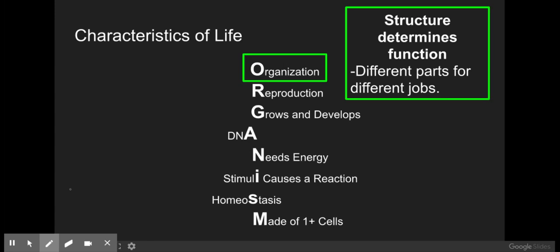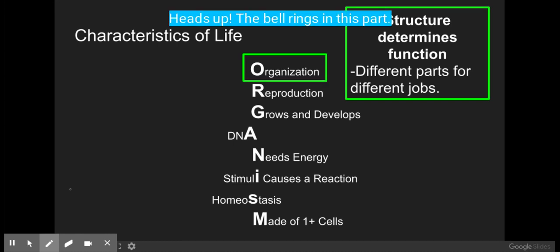So let's start with organization. With organization, we're looking at how the structure of that living thing determines its function. So every different part of your body does a different job. For example, your hand is structured completely differently than your foot or your mouth because they have completely different jobs.